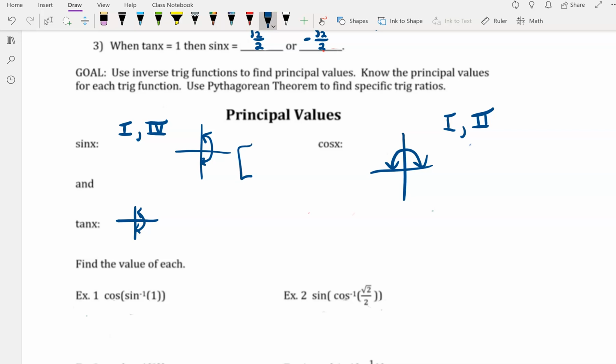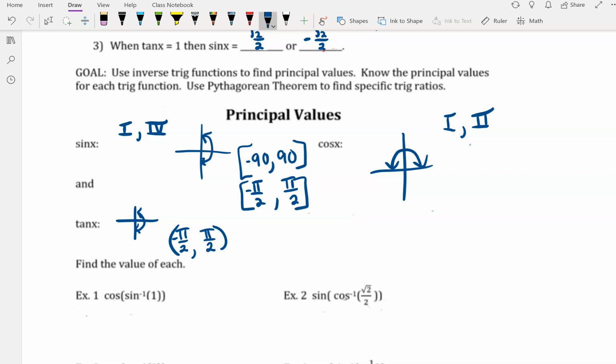And for sine, sorry, I should have written this when I first wrote it. Quadrant 1 and quadrant 4 means all the values are going to be from negative 90 to positive 90 degrees, or if you're writing this in radians, negative pi over 2 to pi over 2. And that's the same for tangent, except it's not included, because pi over 2 and negative pi over 2 are going to be undefined for tangent.